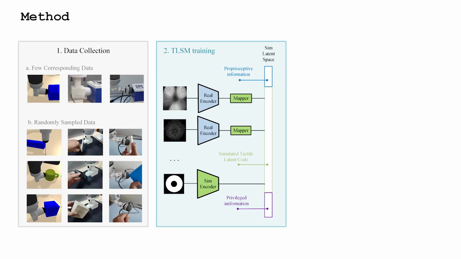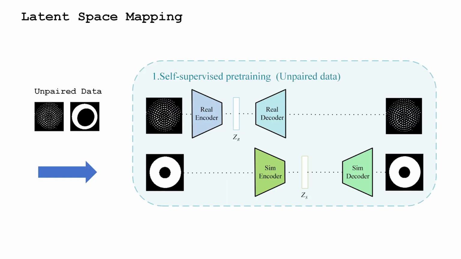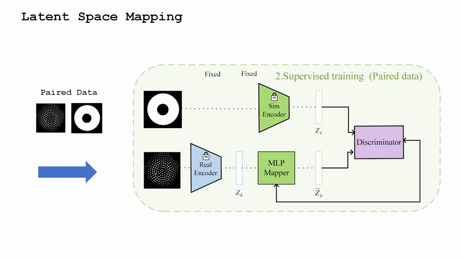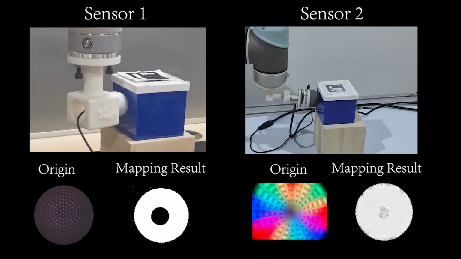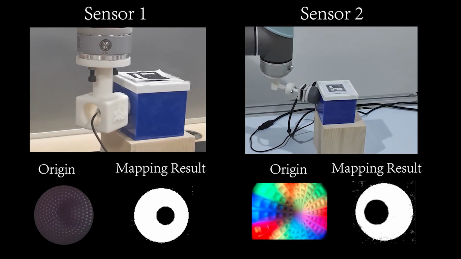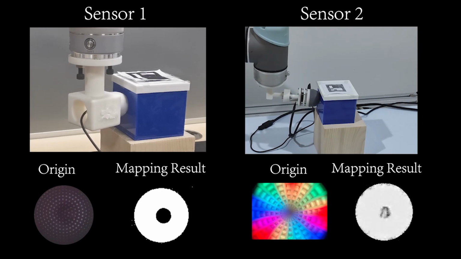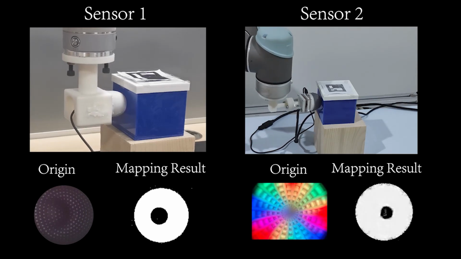The second part involves a tactile latent space mapping framework. We first used a large amount of unpaired sample data to train a variational autoencoder, obtaining a sparse representation model for each type of sensor. Then, using the paired data, we trained mapping models for different sensors through a supervised generative adversarial network framework. At this point, we have unified the representation models of different sensors into a single simulated tactile sensor representation model through specific mapping models. This process maps the tactile images onto a shared simulated latent space. And by using the decoder, we can reconstruct the mapped simulated images for visualization.